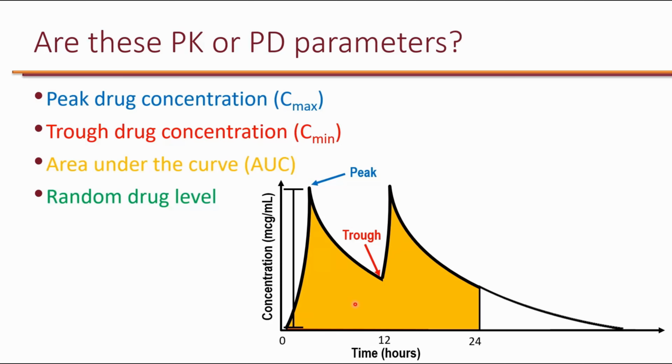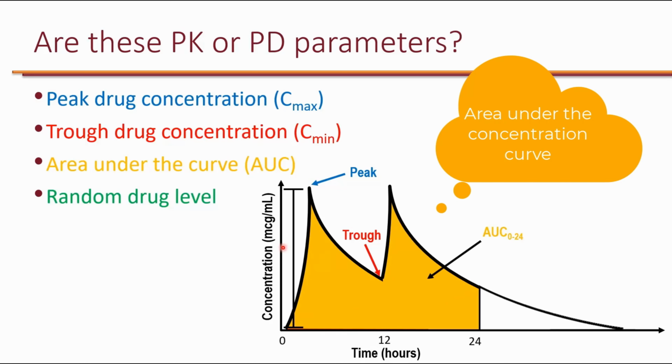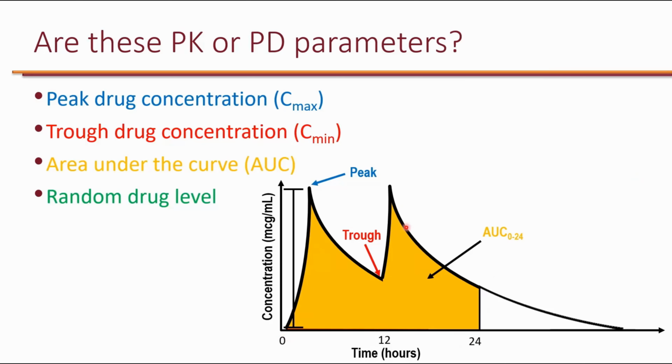There's also the concept of area under the curve, which is all the shaded area here, for a 24-hour period. It doesn't matter how frequently you give the dose, the AUC is often from time 0 to 24 hours. So if this drug was given once a day, you would only have one of these over 24 hours. Also, if this drug was given every 8 hours, then you would have 3 of these peaks. But regardless, AUC is the area under the curve for a 24-hour period. And of course, you could get the level at any time between peak and trough, and that would be considered a random level.